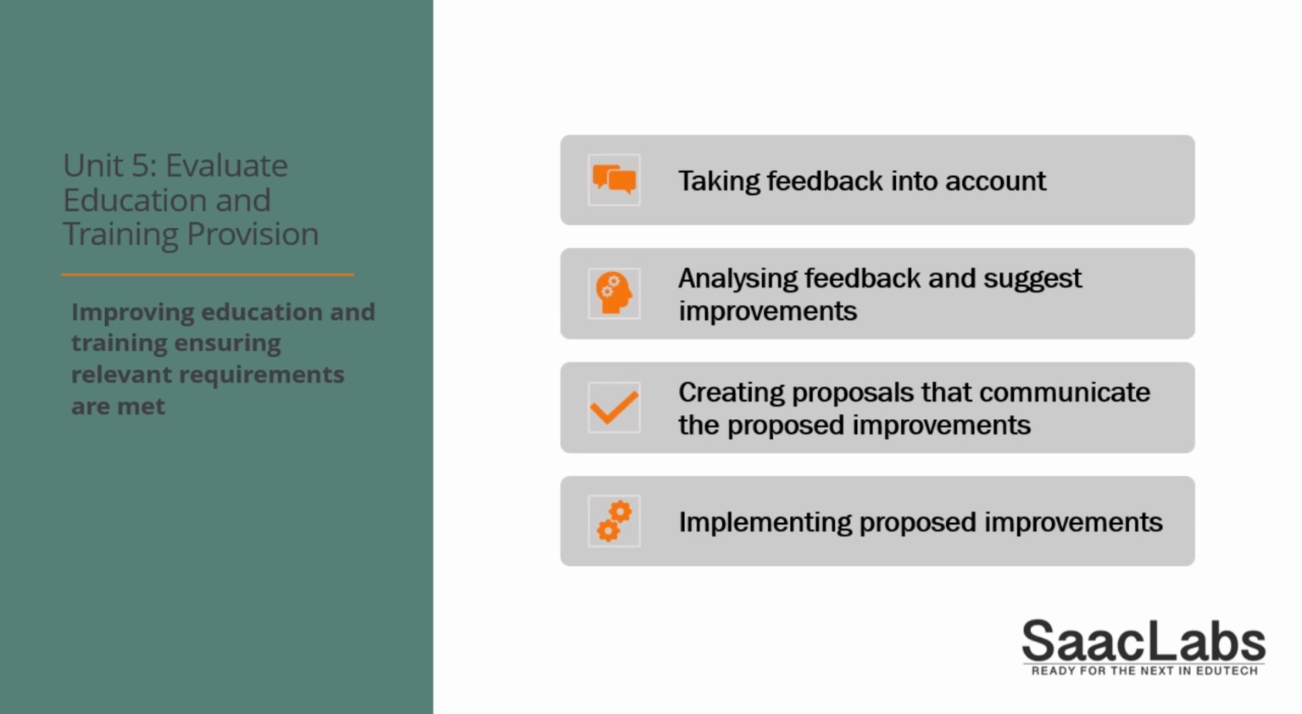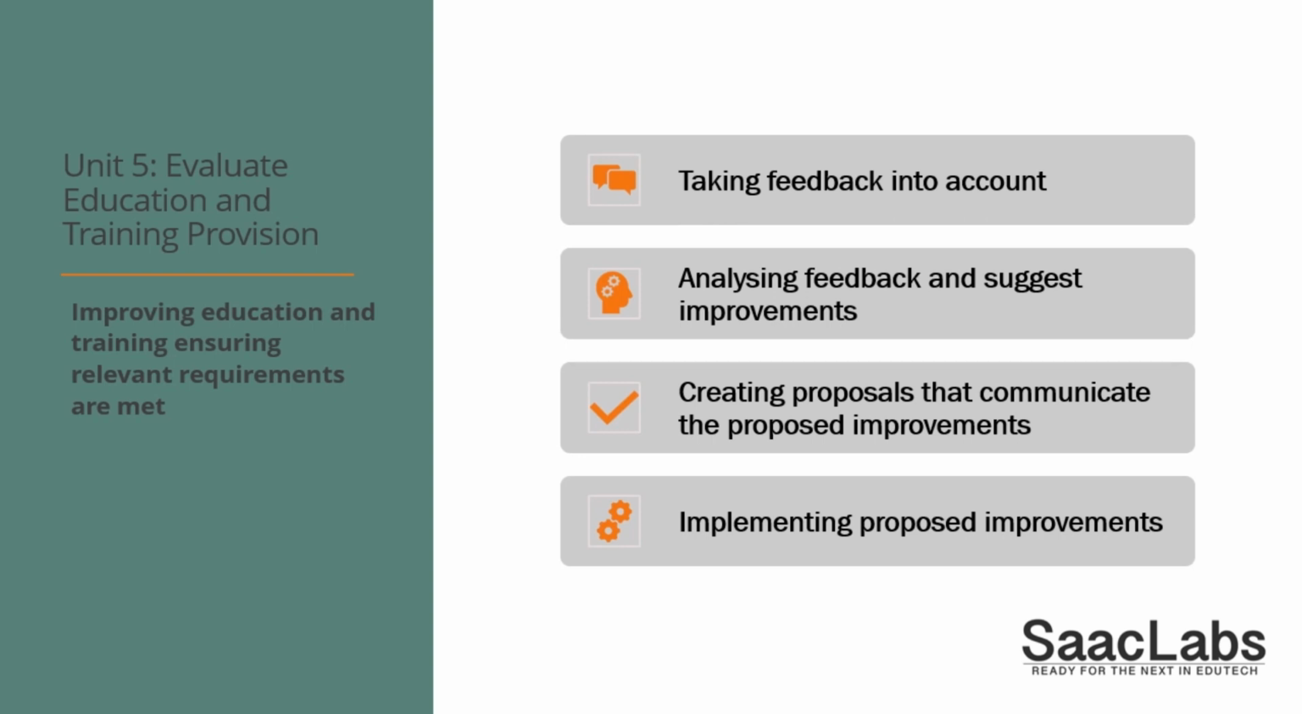So continuous improvement, what does this really mean? How are we continuously improving based on the feedback we have collected? So having taken the feedback into account, how are we analyzing it? And based on the analysis, based on the data, what improvements are we suggesting? Then we could put these improvements into proposals. We can communicate with the relevant stakeholders, and we can implement the proposed improvements.